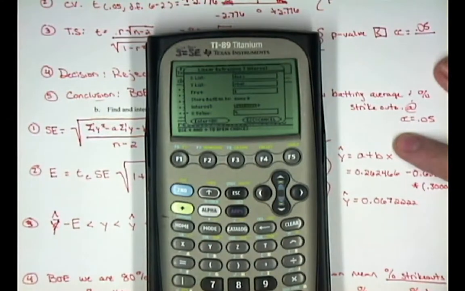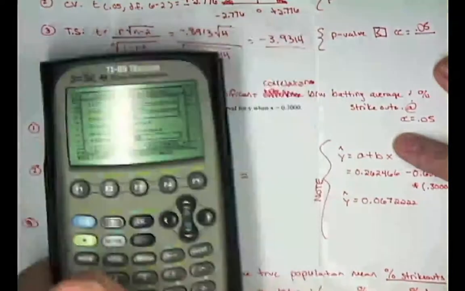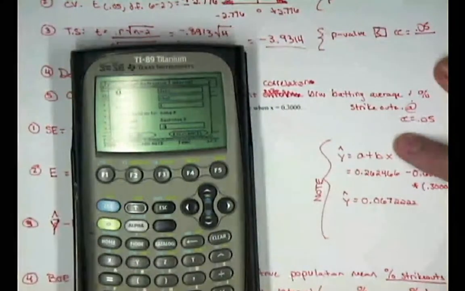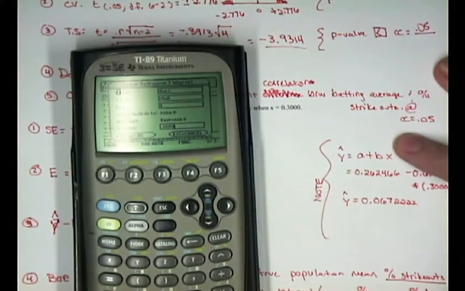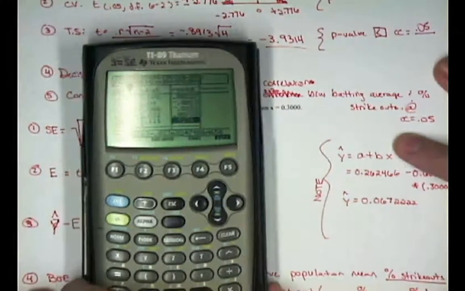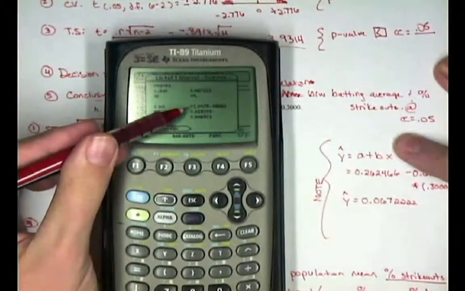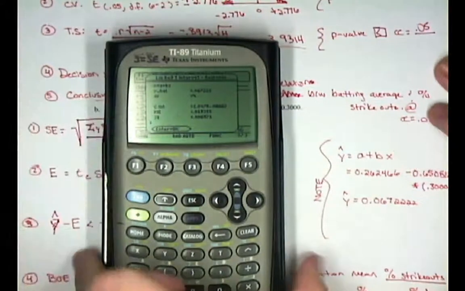A prediction interval is also called a response interval a lot of times, and you would enter the value that they give you. X is 0.3000. And you just hit enter, and it's going to think about it for a minute, and then it'll bring up that interval. There it is. It gives you the interval, the CInt, right there. Okay, so you just get to write it down.